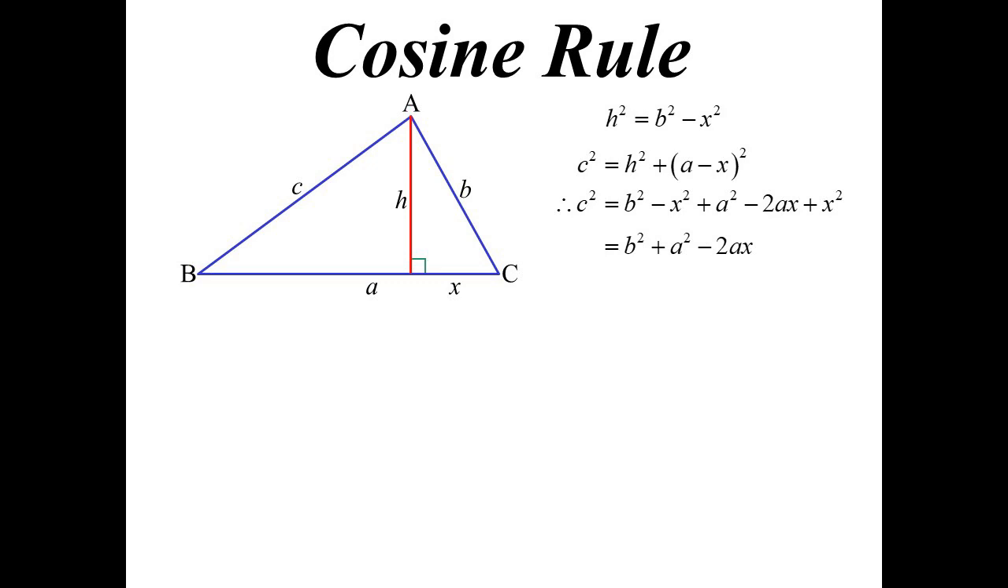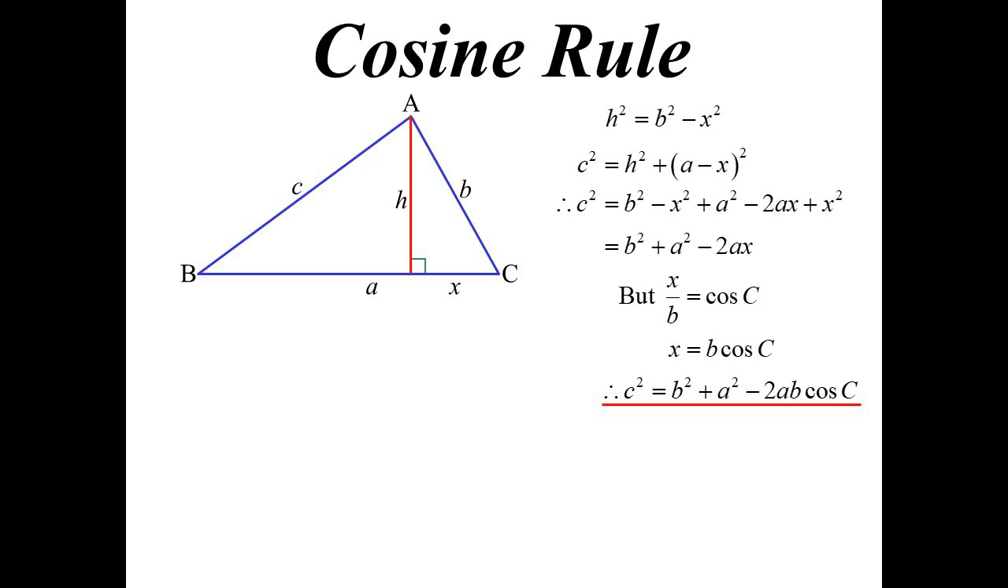Now let's play around with that. We get b squared plus a squared minus 2ax. x over b is the cosine of c. So I can now get rid of the x, and I come up with our cosine rule. As I say, Pythagoras' theorem on steroids, because essentially that's what it is.